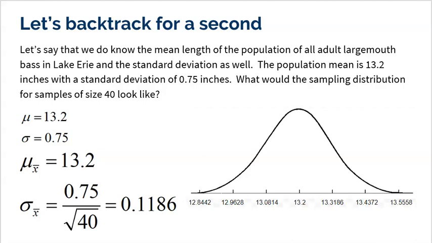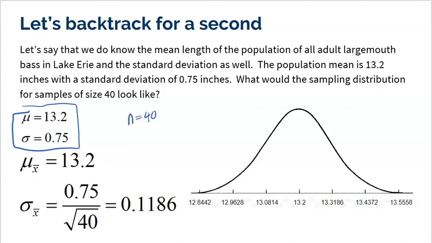All right, so we know that the mean and the standard deviation of all largemouth bass fish in Lake Erie is 13.2 inches with a standard deviation of 0.75. Okay, what does that mean? It means that the average of all the fish is 13.2 inches and that any one fish on average will be about 0.75 inches from the mean. Okay, great. Then we could start thinking about samples of size, right? So let's think about samples of size 40.